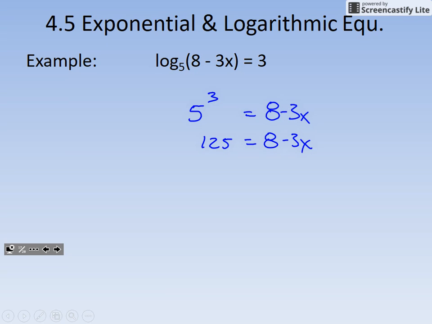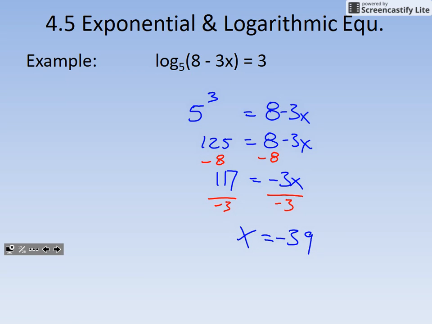And now I'm going to subtract the 8 from both sides. So negative 3x on the right side, and then we have 117 on this side. And divide by the negative 3. X equals negative 39.